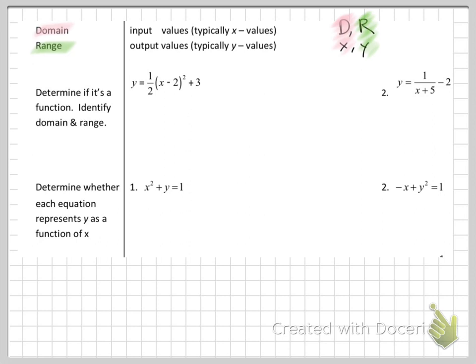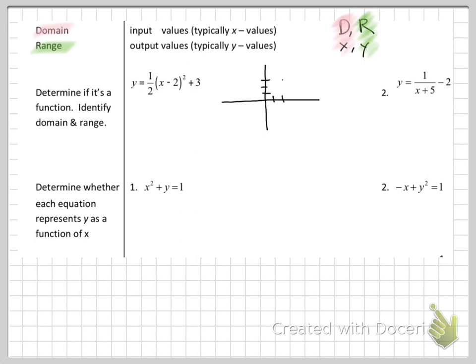Okay, first thing, determine if it's a function and identify domain and range. So we're going back and using some of your parent graph skills for these. From integrated 3, parent graphs was an essential skill. You should recognize that parent graph as a parabola. The vertex is at (2, 3).